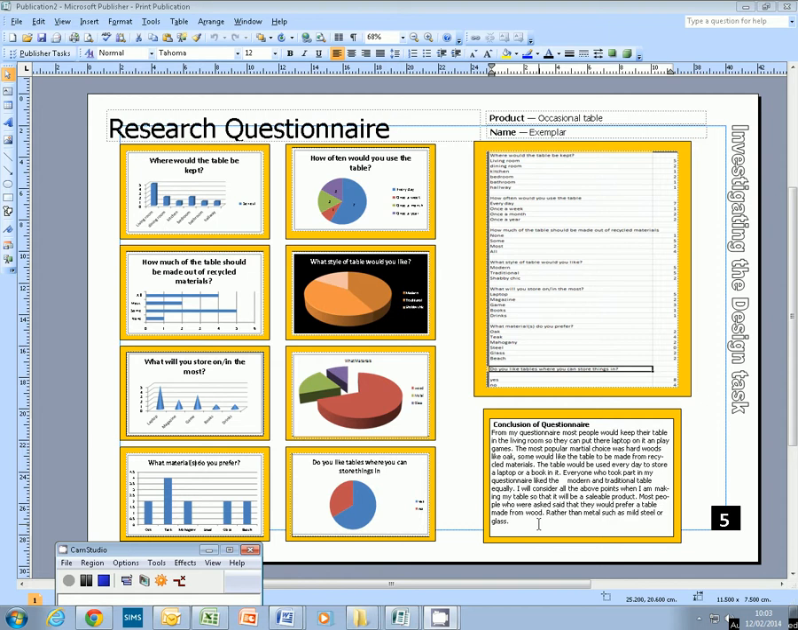If you've asked people, you can legitimately say, I'm not going to make a table 100% out of glass, because when I asked people, only 10% of people said they would want a glass table. And that's it really. And again, on its own, it's a fairly easy sheet to do. It shouldn't take you more than an hour or so to complete this sheet, but just make sure that the questionnaire, the conclusion here, is relevant, in sentences, and makes sense.